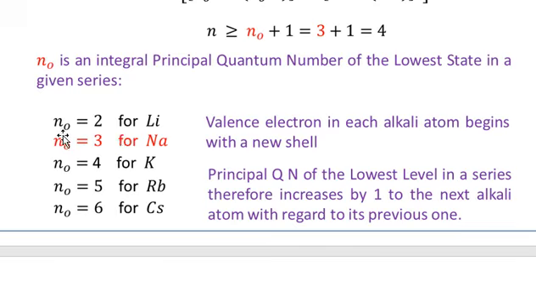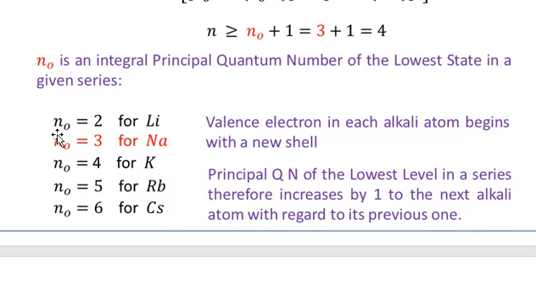Here is the brief summary. The lowest state for the lithium atom, for which the principal series occurs, is the n equal to 2 level. Similarly, n naught equal to 3 is the lowest level for the sodium atom. And n equal to 4 is for the other alkali metal atoms. So for the principal series of the alkali metal atoms, you have n naught equal to 2 for lithium, 3 for sodium, 4 for potassium, 5 for rubidium, and 6 for cesium.